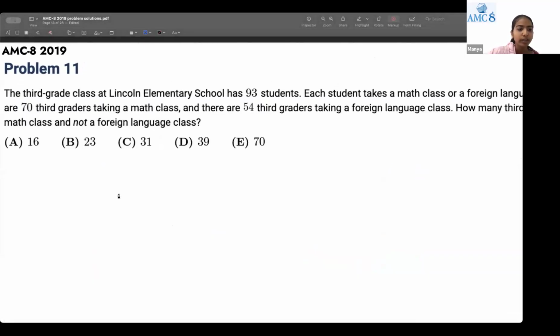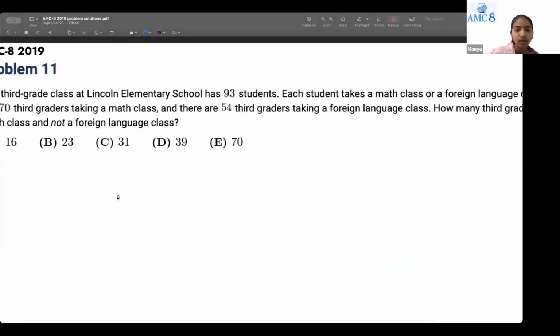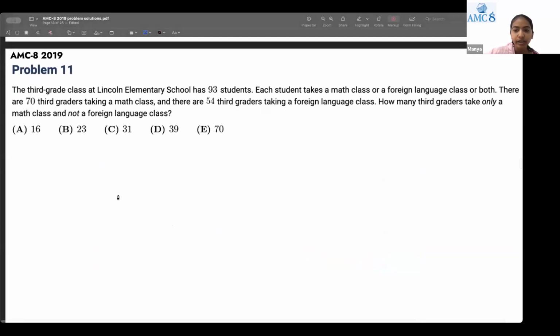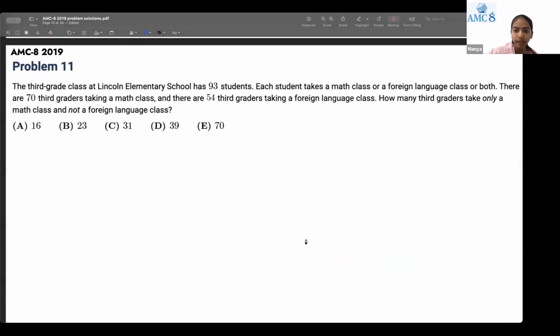Problem number 11. The third grade class at Lincoln Elementary School has 93 students. Each student takes a math class or a foreign language class. There are 70 third graders taking a math class, and there's 53 third graders taking a foreign language class. How many third graders take only a math class and not a foreign language class?